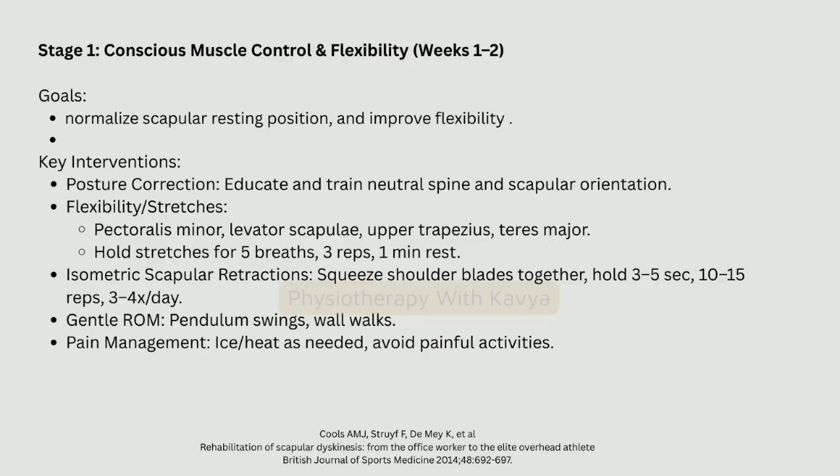So, stage 1, conscious muscle control and flexibility, goes for week 1 to 2. The goal is to normalize scapular resting position and improve flexibility. The key interventions involve posture correction, flexibility and stretches, isometric scapular retractions, gentle ROM, and pain management as needed.